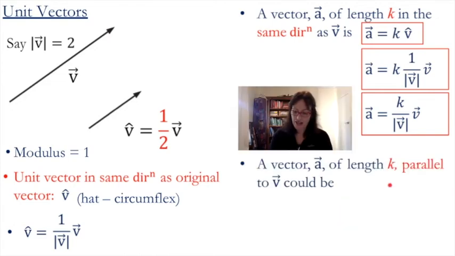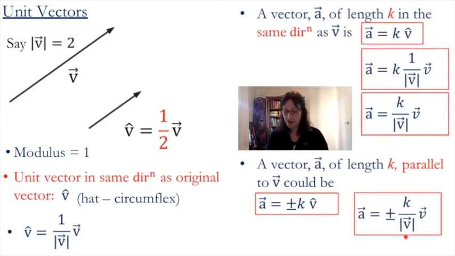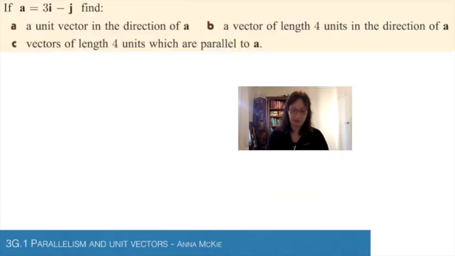Also, a vector A of length k parallel to vector v could be this. So being parallel actually means you can go the opposite direction, which means you'd have a negative scalar version of that, hence the plus or minus sign. And rewriting that in the form of just vector v as opposed to the unit vector.